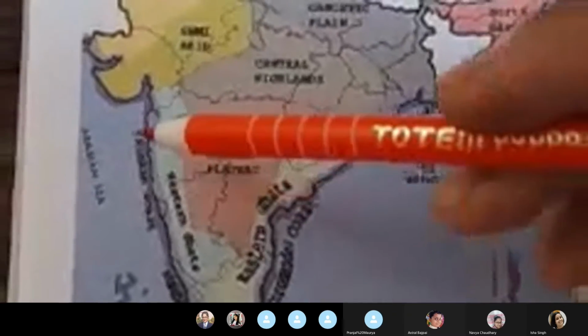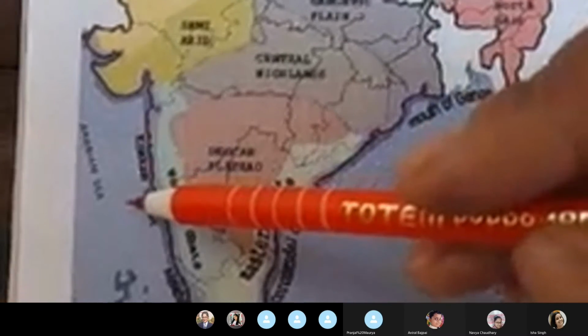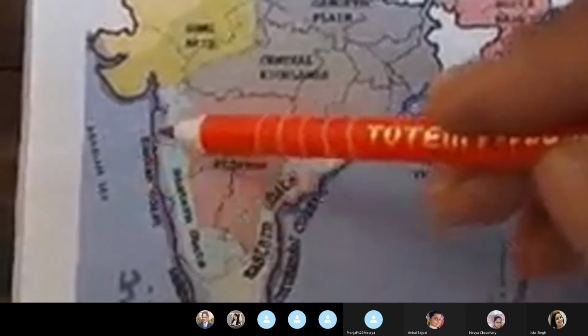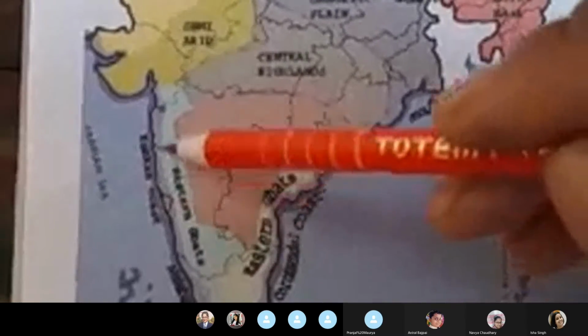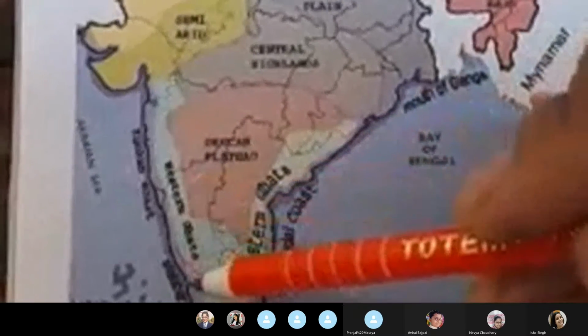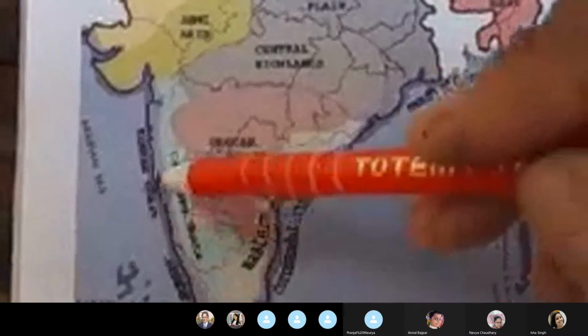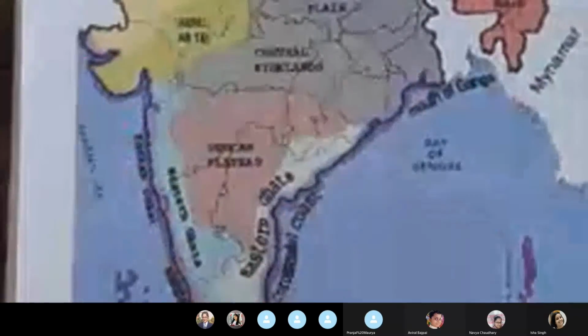So they are telling you that area which is lying between the Arabian Sea and the Western Ghats, this area is the Western coastal plain. Coast, that means the line which is touching the sea. So this is the Western coastal plain. Okay, so here we go.